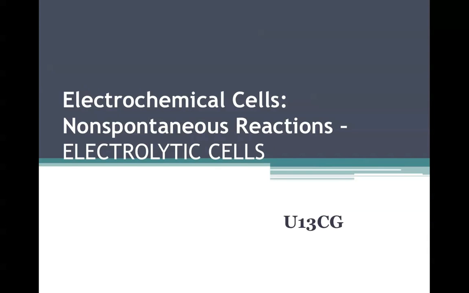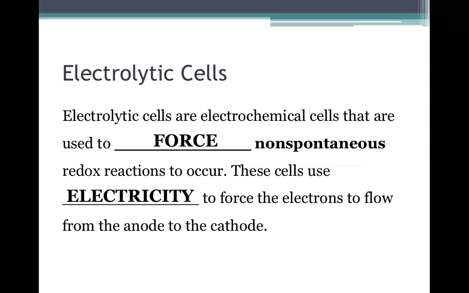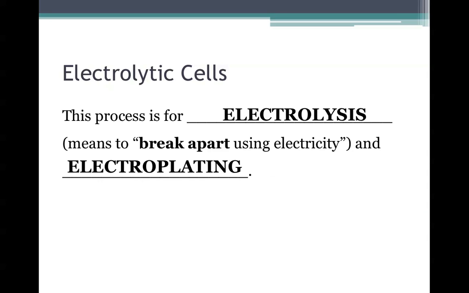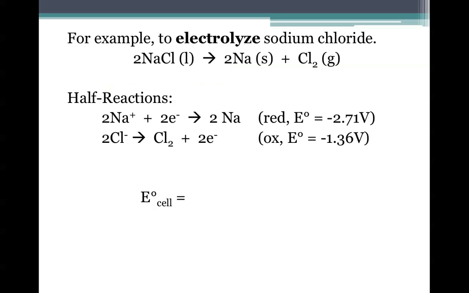Right, today we're going to focus on another type of electrochemical cell, electrolytic. These are going to force non-spontaneous redox reactions to occur. So we use electricity in order to force the electrons to flow from the anode to the cathode. We can do this for something called electrolysis, where we're breaking apart compounds using electricity, such as breaking apart sodium chloride or water, and we can also use it for electroplating.